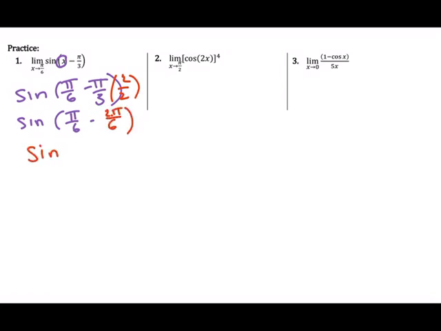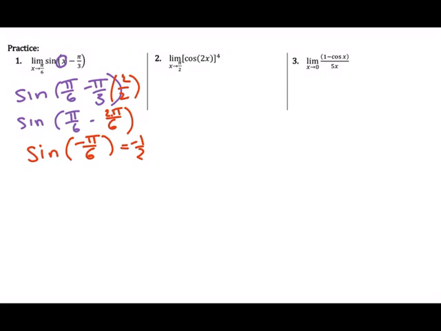This is going to become sine of negative pi over 6, which means instead of going clockwise to get to pi over 6, I'm going to go counterclockwise to get to negative pi over 6, and that's going to give me negative 1/2, since this point would be root 3 over 2, negative 1/2 on the unit circle.